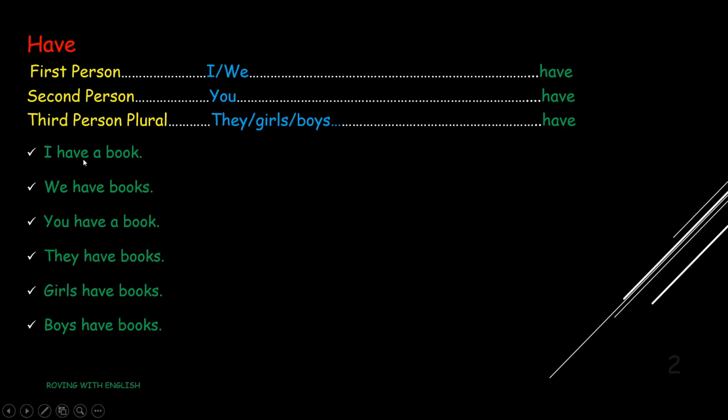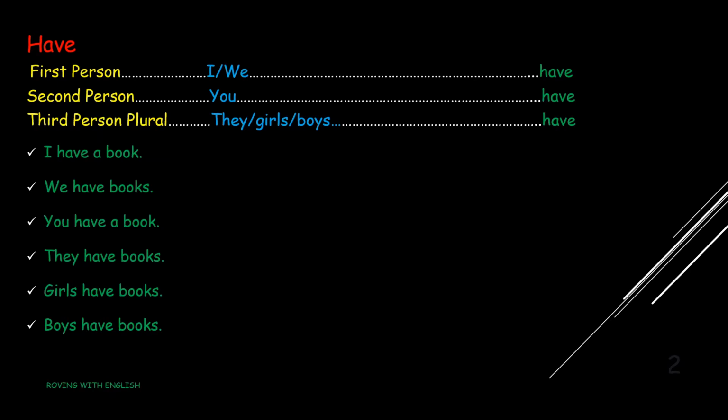I have a book. We have books. You have a book. They have books. Girls have books. Boys have books.